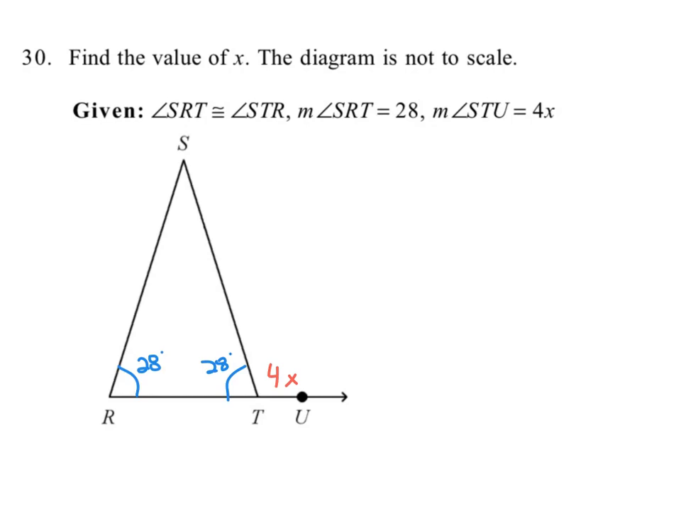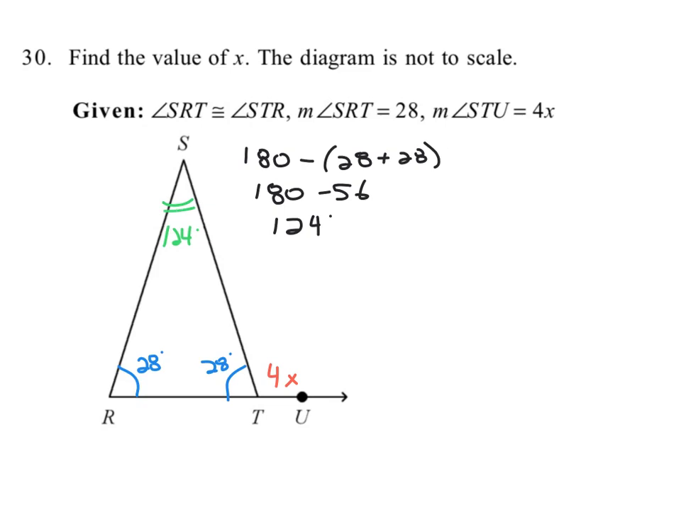For this third angle, this angle up here, angle S is another way of saying it, because there's only one coming off of it, so we can call it angle S. We can say that is equal to 180 minus the sum of the other two, 28 plus 28, or 180 minus 56, and we get then 124 degrees for this angle. Okay? 124 degrees for this one.